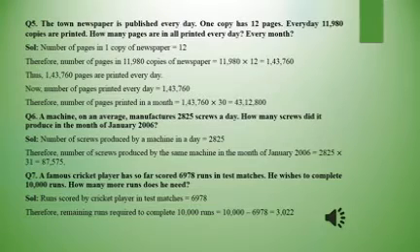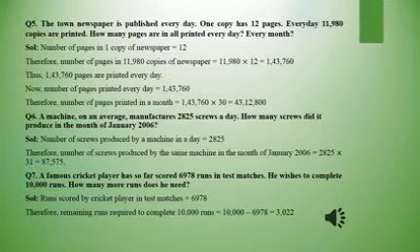We just simply make use of the unitary method. The number of pages in one copy of a newspaper is 12. So accordingly, in 11,980 copies, the number of pages would be 11,980 multiplied by 12, which is equal to 1,43,760. So 1,43,760 pages are printed per day.